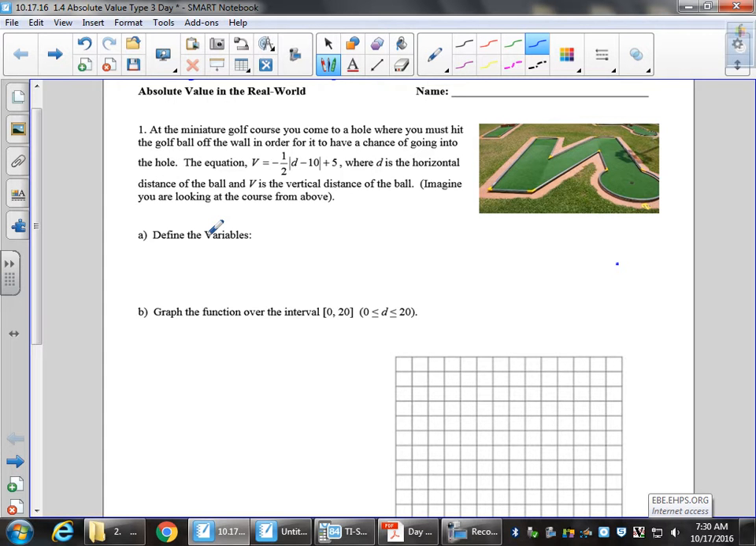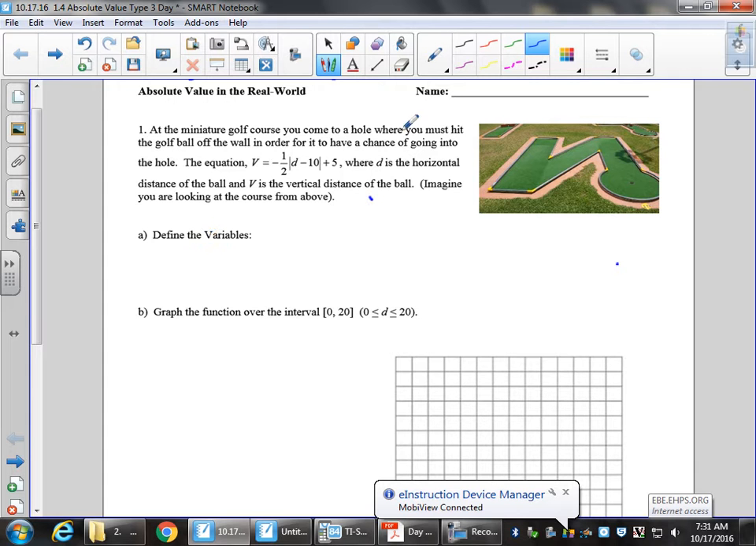At the miniature golf course, you come to a hole where you must hit the golf ball off the wall in order for it to have a chance of going into the hole. We're given the model, which is fantastic. V equals -1/2 times the absolute value of D minus 10, plus 5, where D is the horizontal distance of the ball and V is the vertical distance of the ball. Imagine you are looking at the course from above. So you have like a bird's eye view.